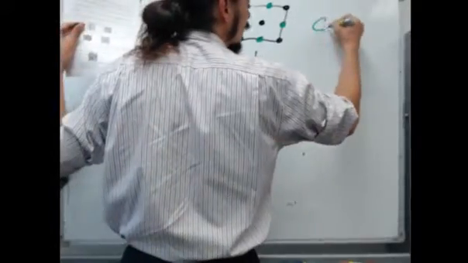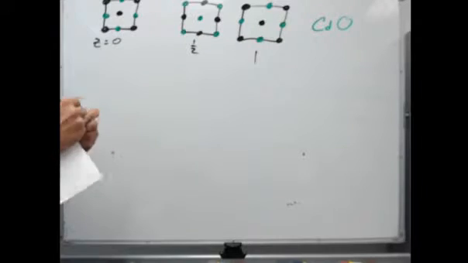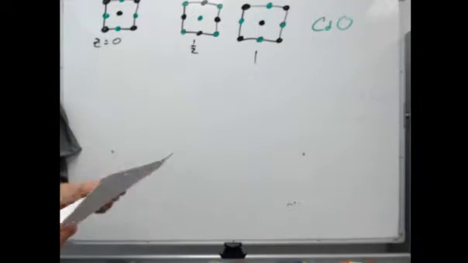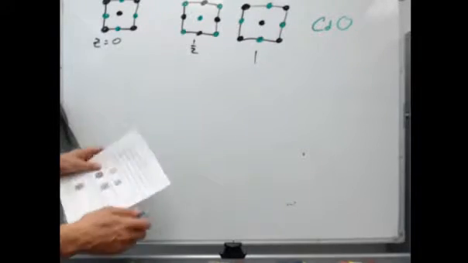This is for cadmium oxide, which actually has the same structure as the sodium chloride. So if you just go back to the worksheet we've been working on, this one's not so bad.